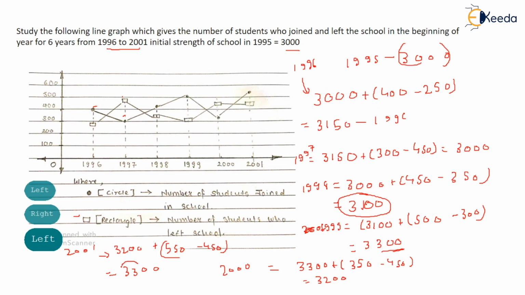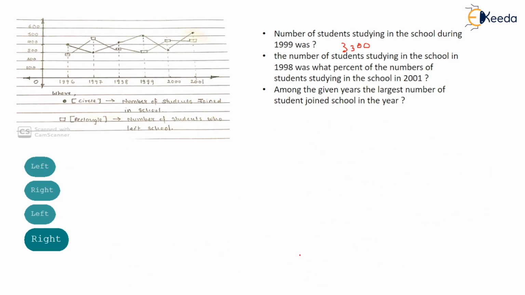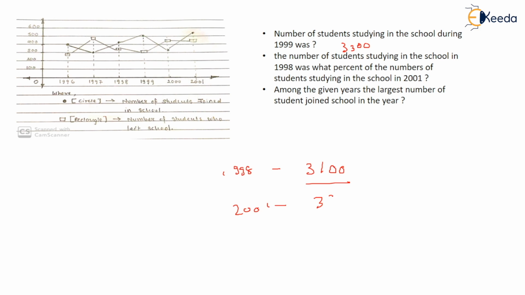And 2001 is 3300. So what percentage is the 1998 student count of that of 2001? So 2001 is how much? 3300. So this cancels out. So 31 by 33 you can do, and they ask you in percentage form, right? For percentage you have to multiply it by 100. So 31 divided by 33 comes out to be 93.9%. So the answer for this comes out to be 93.9%.